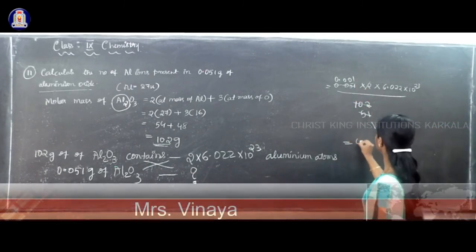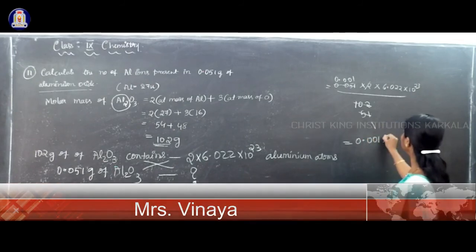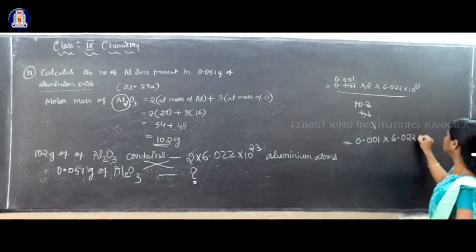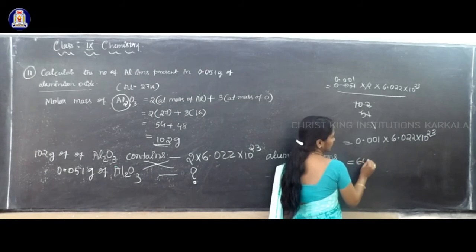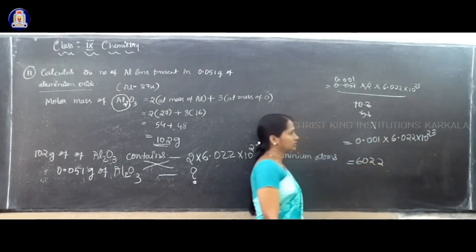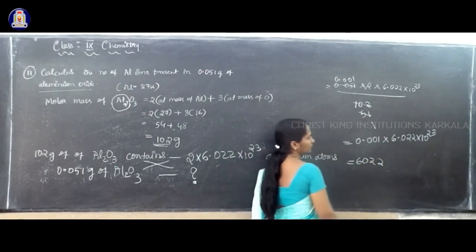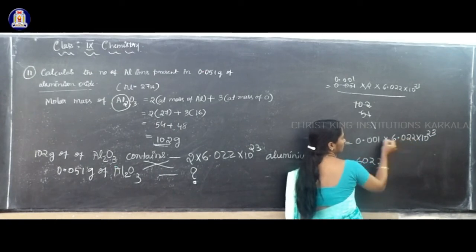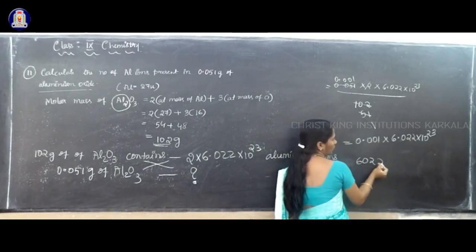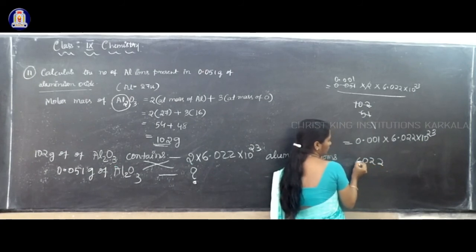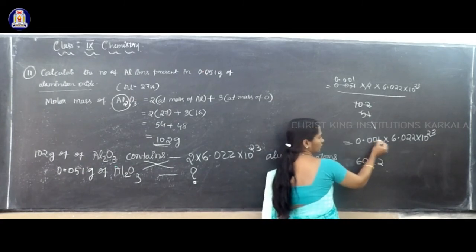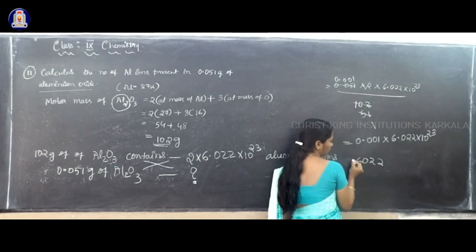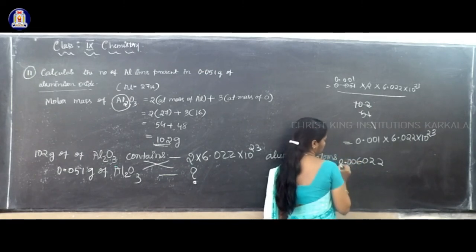Now multiply 0.001 into 6.022 into 10 to the power 23. If you multiply, you will get 6022. Now, after how many places do we put the decimal point? 1, 2, 3, 4, 5, 6. You have to put the decimal point after 6 places.